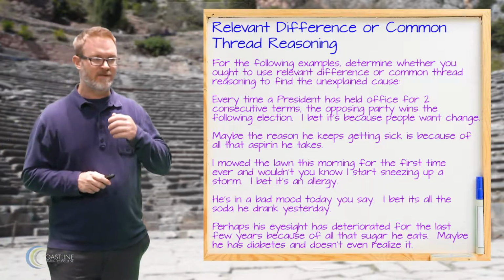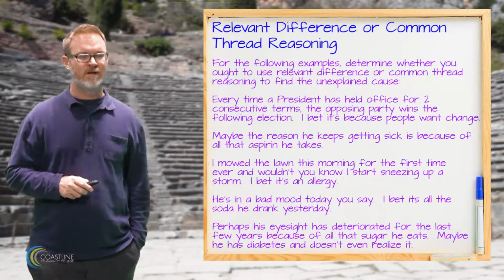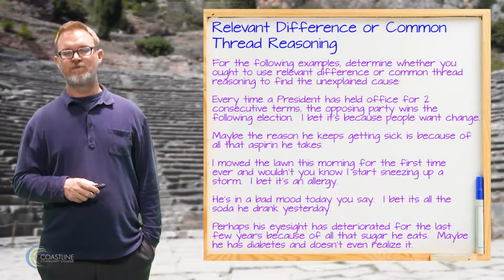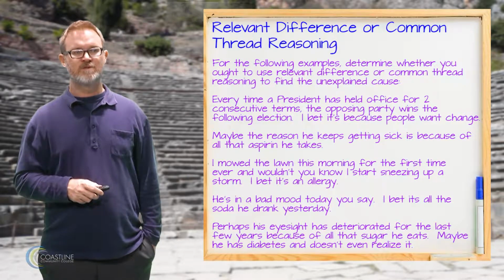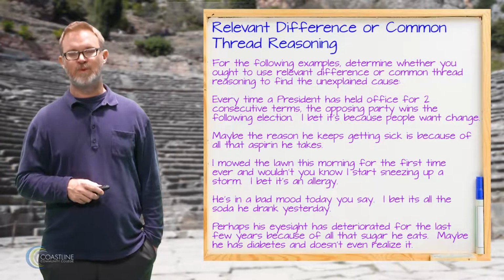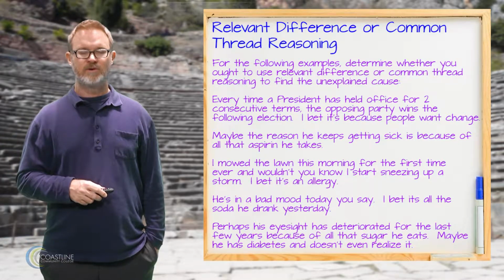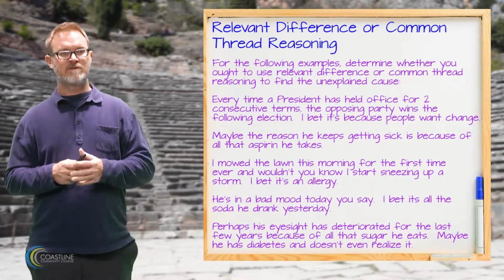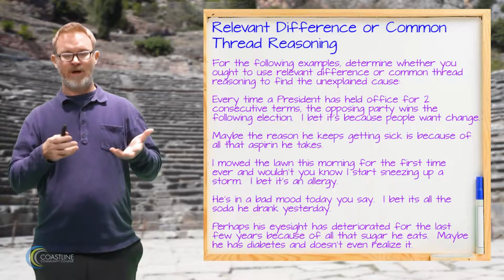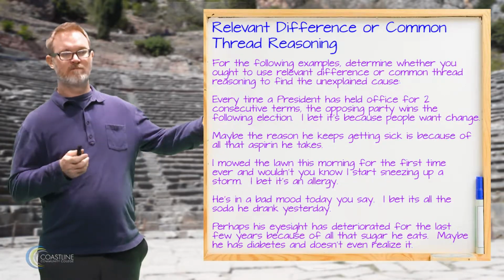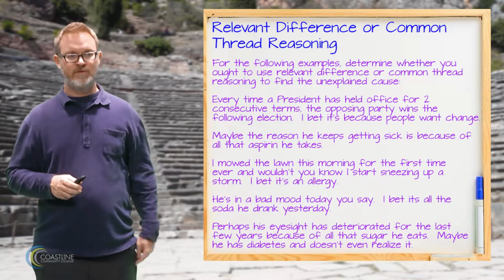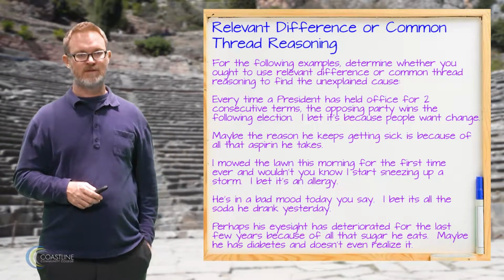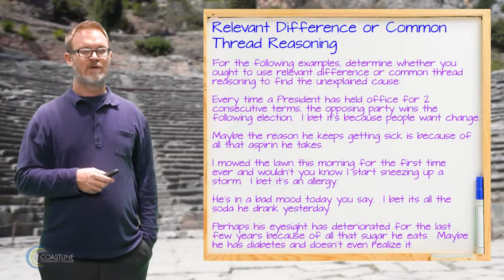Okay, so that being said, the first example says, every time a president has held office for 2 consecutive terms, the opposing party wins the following election. I bet it's because people want change. Okay, now you notice here that it says every time. So this is literally a statement that's, I think, true actually, about every time a president has held office for 2 consecutive terms. So that's a repeating occurrence of this effect, right? That the opposing party wins the following election.